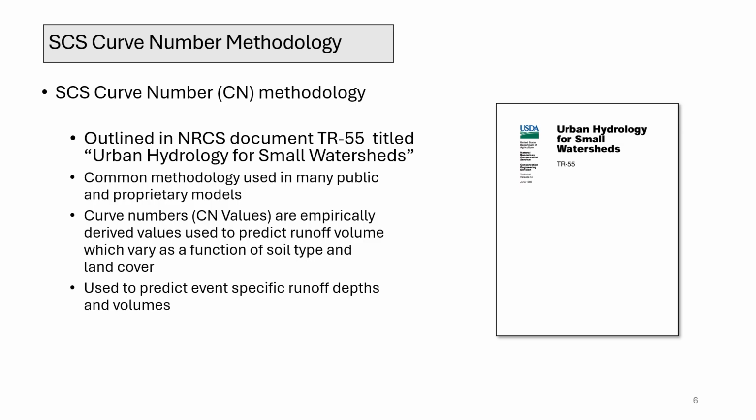At its core, curve numbers are empirically derived values. These values are used to predict the volume of runoff that will occur from a specific rainfall event, and they vary significantly based on the soil type and the land cover present in a watershed. Ultimately, this methodology allows us to predict event-specific runoff depths and volumes, which is crucial for water resource management and design.